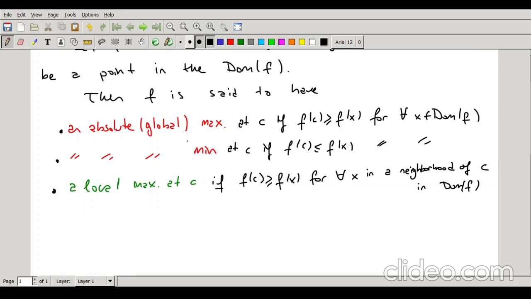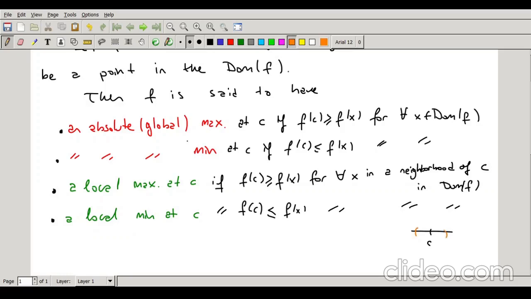And the last one, we may have a local minimum at point c. Again, in that case we have just the reverse: f of c is smaller than or equal to f of x, for all x in a neighborhood of c in the domain of f. A neighborhood of c means that you are looking at the area around the point c. So this c is in the domain of f, and you check the maximum and minimum of f around that point.